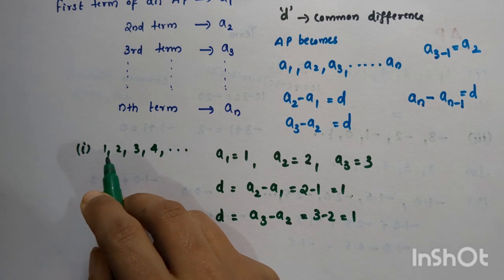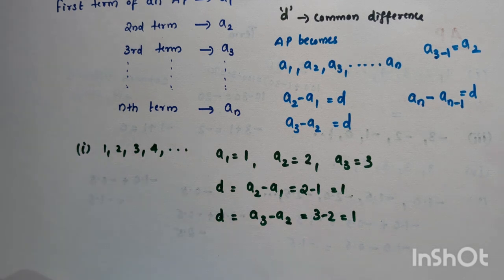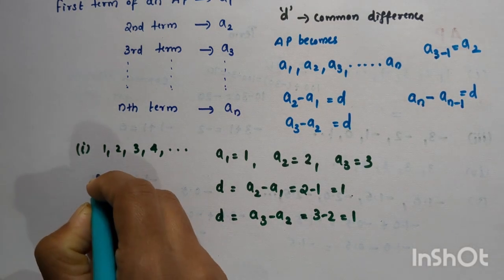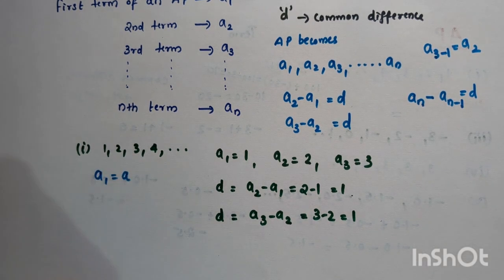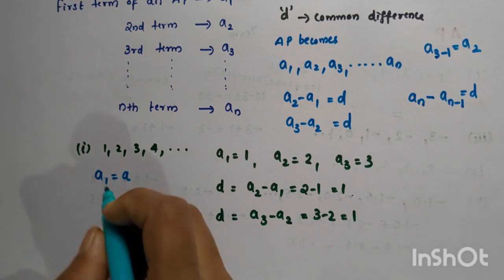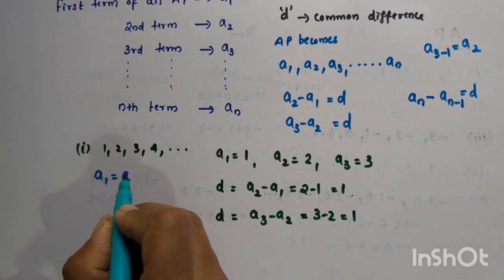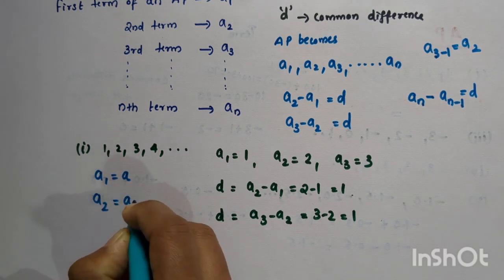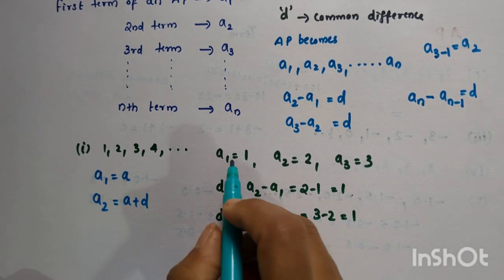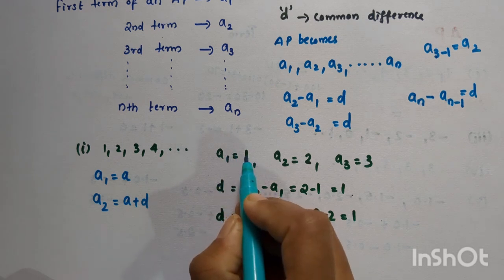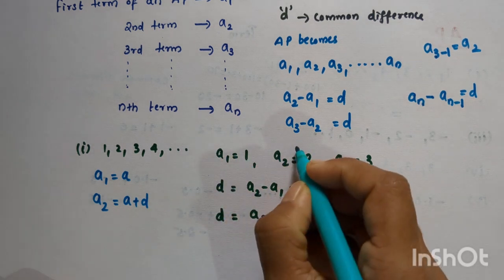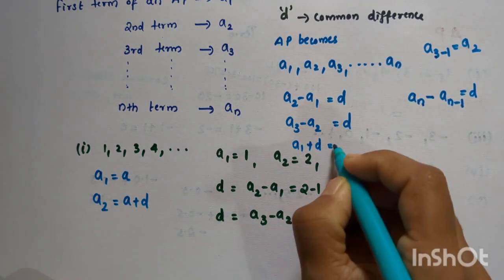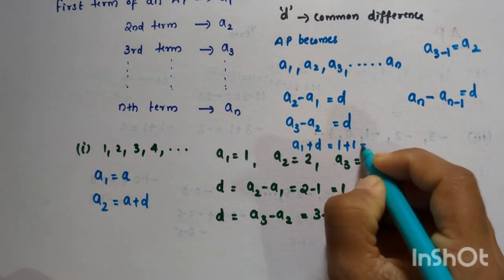And if we take the first term A1 as small letter a, then what about the second term? If I take the first term as a, then the second term A2 will be equal to a plus d. Here you see the first term A1 is 1, so the second term A2 is A1 plus common difference d. A1 is 1 plus common difference d is 1. So, 1 plus 1, 2.